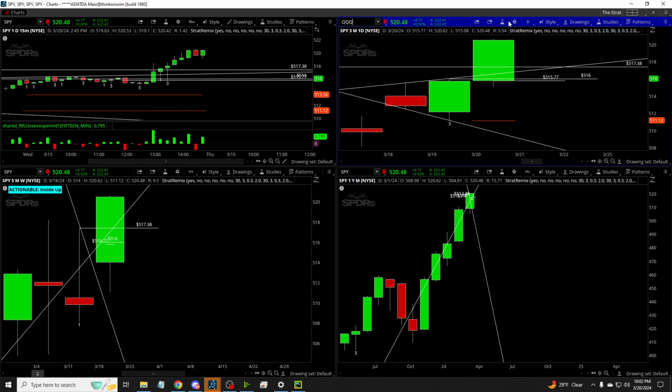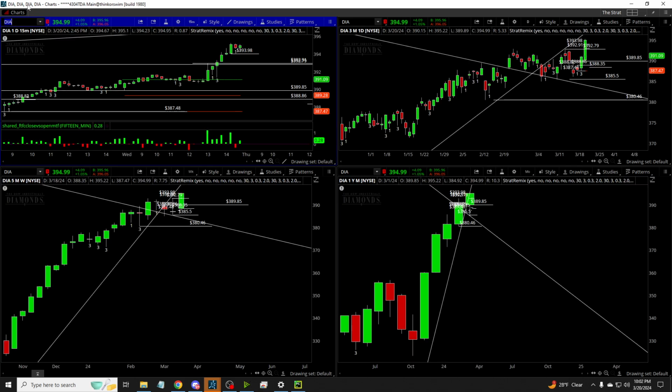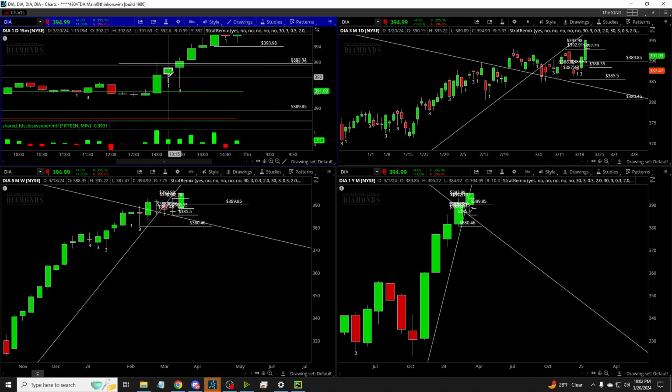So if we go to the Qs, you're going to see the same, and you'll see the simultaneous break, the 1-3-2. And similarly, it failed to negate the continuity here. If we go to the Dow, similarly, the 1-3-2, and you can see it's all simultaneously happening.